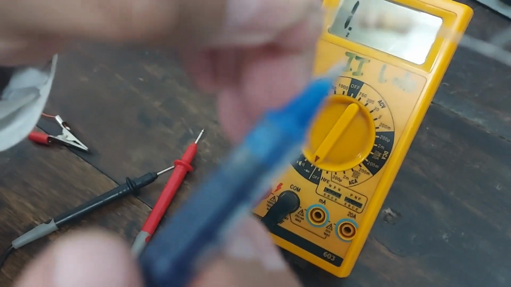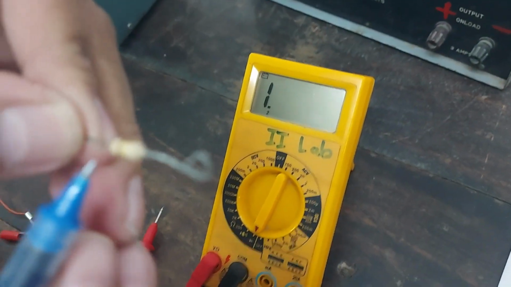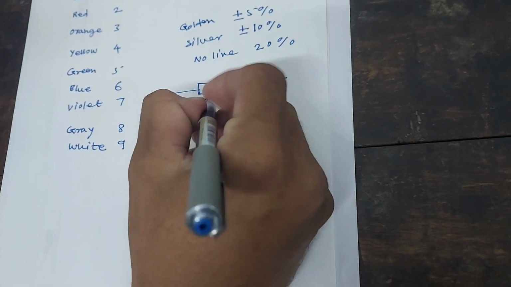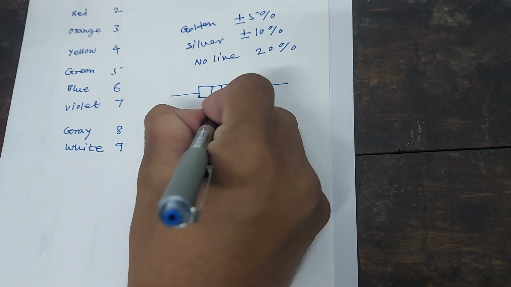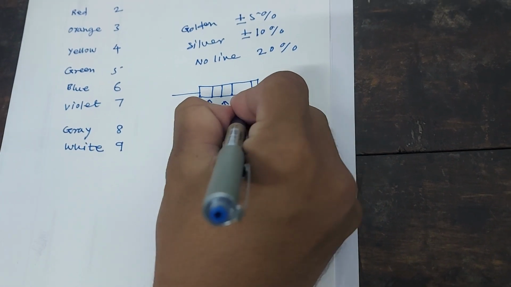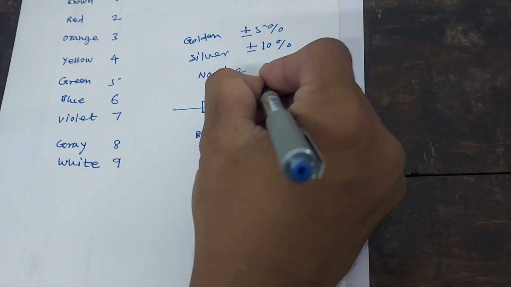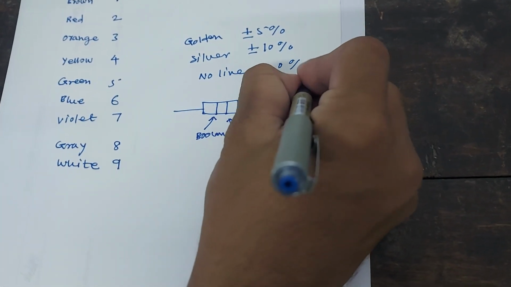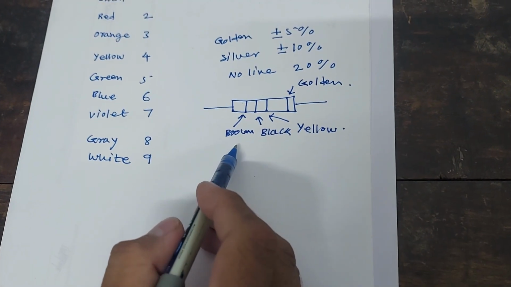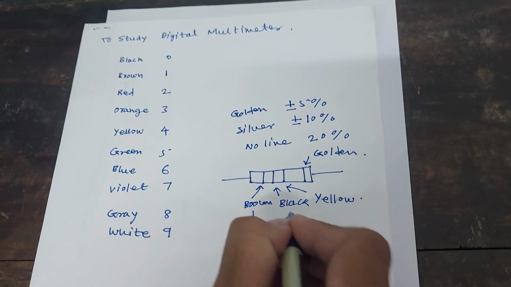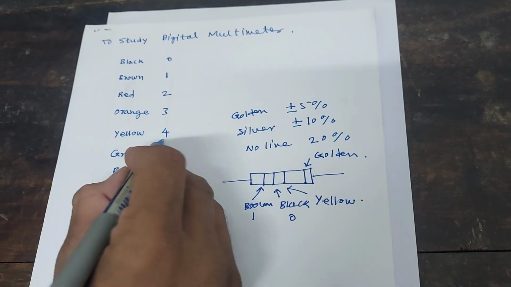For example, I have here one of the resistances. This is having 3 different colors. From here you can see this is brown, then black and yellow, and then there is a golden line. I will just write this down here. This is brown, then this one is black and this one is yellow, and this line is a golden color line. Now, brown color number is 1, black color is 0, and yellow color code number is 4.